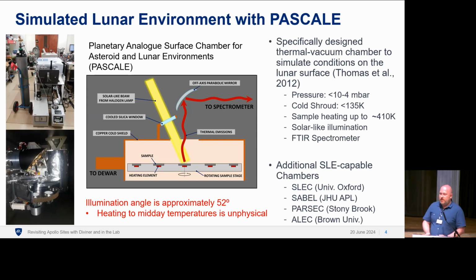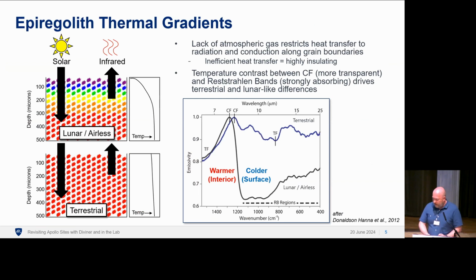So if this sounds like it's a lot of work to measure the spectra of lunar soils in the spectral range, it is. And the reason why we have to do this kind of complicated measurement is because the lunar surface has thermal gradients. So if you were looking at a sample on Mars or on Earth, because there's atmosphere, heat is able to very efficiently move through that particulate. And you end up with the situation kind of like this bottom left plot, where the temperature at the very top grain is similar to the temperature a few grains down.